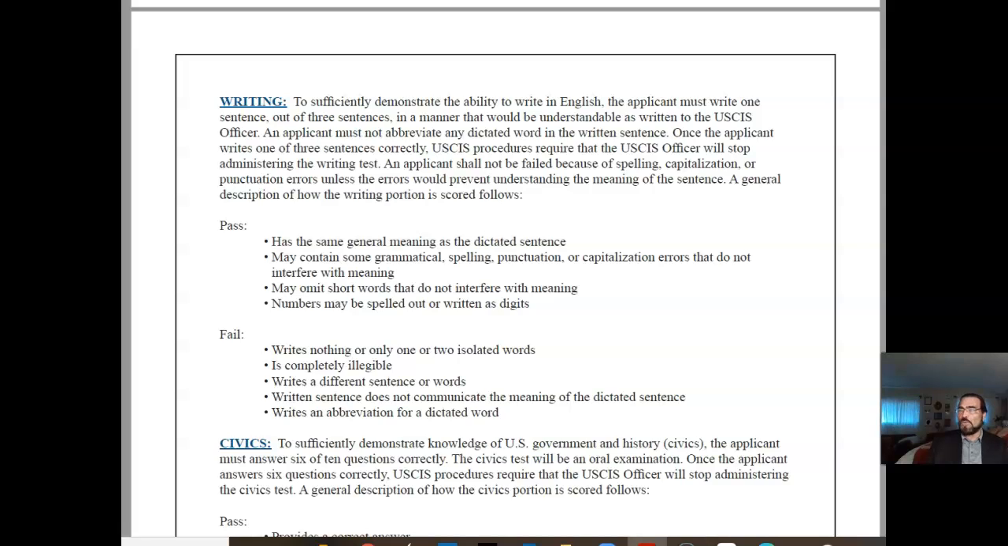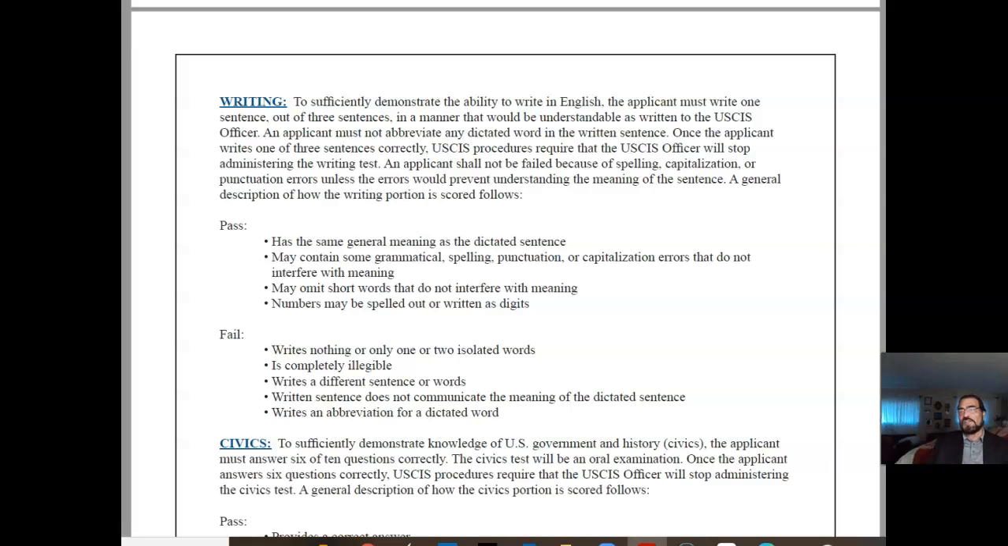You fail if you write absolutely nothing or one or two isolated words, if your writing is completely not legible, if you write a different sentence or words, or if you abbreviate a dictated word.